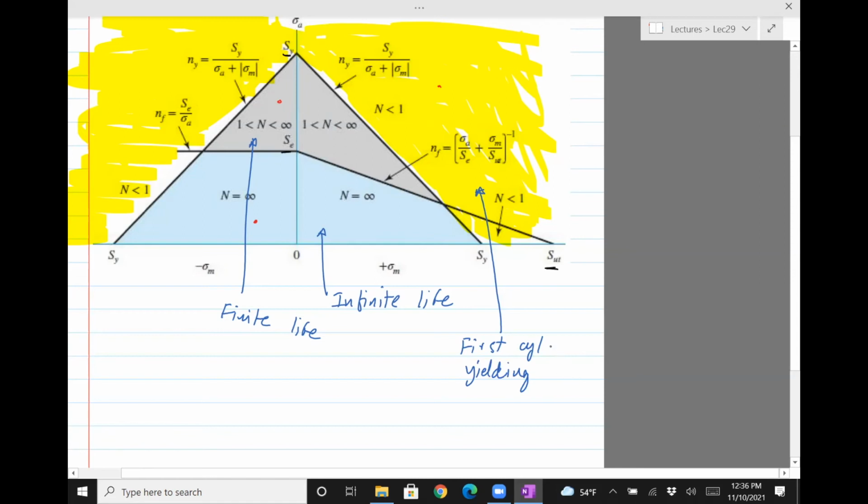What that means is that the moment you load the specimen, it's going to break. It's not even going to take that stress. So you clearly don't want to be in the yellow region. If you want infinite life, then you want to be in the blue region. And if you want a finite life, then you will be in the gray region. So that's how you do it graphically.